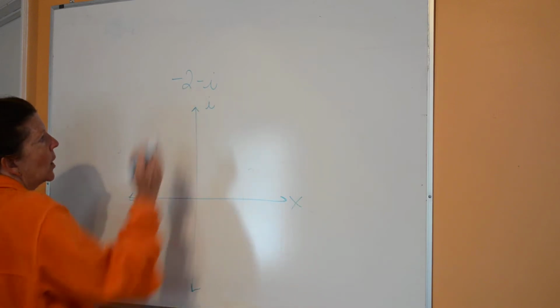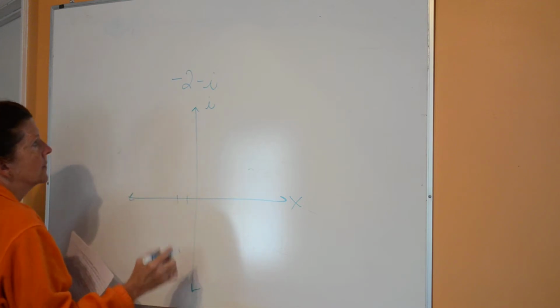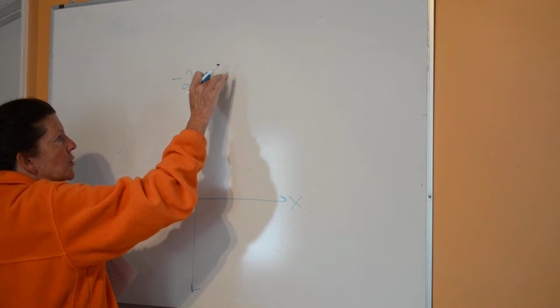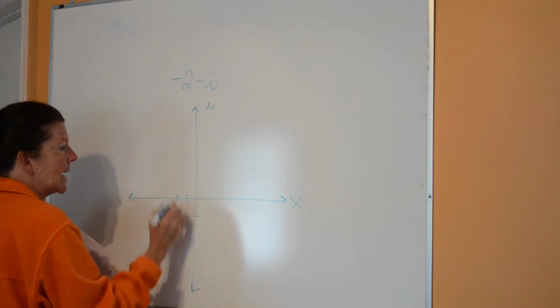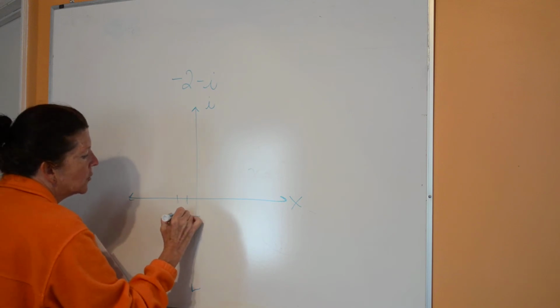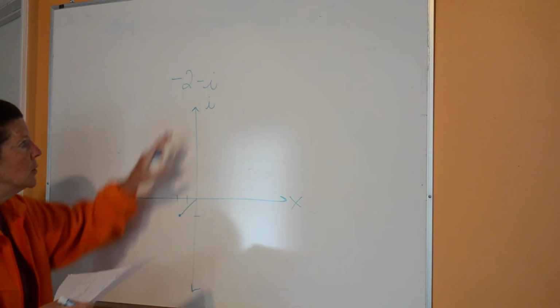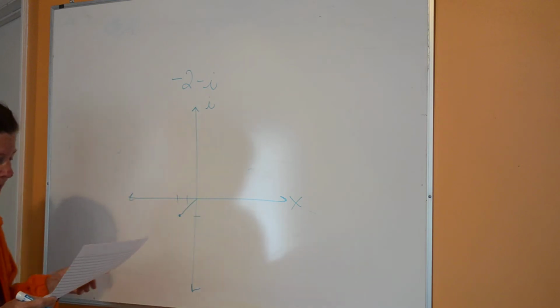This first part is your real part, or your x part, so you're going to go over -2. This part right here is your imaginary part, so you're going to go down 1. So this is -2, -1, and then you're going to draw a line from that point to the origin. That is how you would graph that on a complex plane.